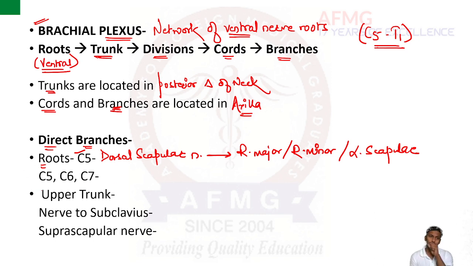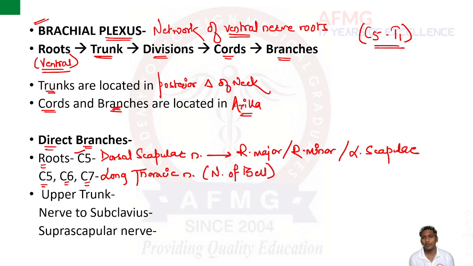Next, the nerve which arises from nerve roots C5, C6 and C7, so it has contribution from C5, C6 and C7, is known as your long thoracic nerve. This long thoracic nerve also has another name. It is also known as the nerve of Bell, or Bell's nerve. This nerve innervates the serratus anterior muscle. So please remember, the direct branch of C5, C6 and C7 nerve roots together is known as long thoracic nerve or nerve of Bell, which supplies the serratus anterior muscle.